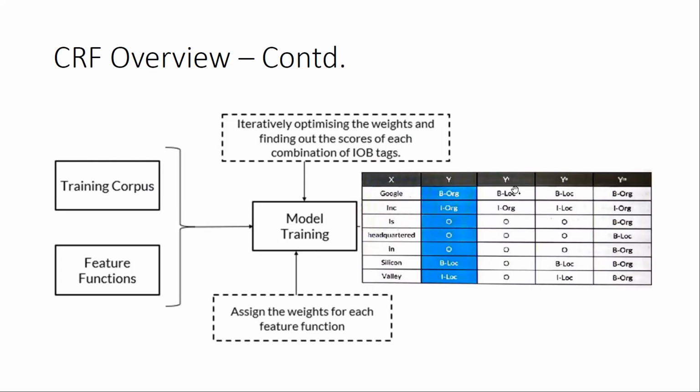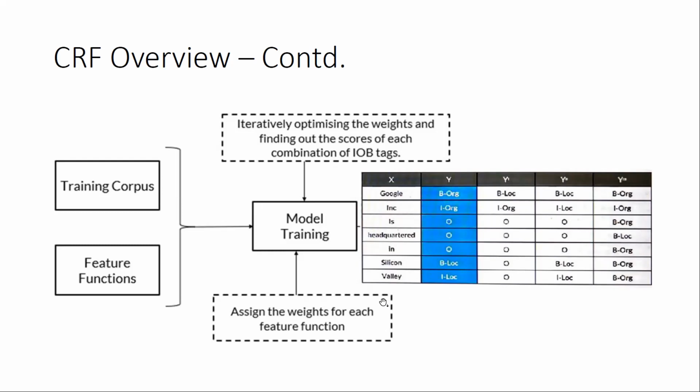and organization. Similarly, in the second option, we have something like this: this is B-LOC, so this is location instead of organization, and I-ORG, and all others are outside. Similarly, other options are there. So out of the four, we have to choose the best one. Clearly here the first one is the best one, but we will look into the process of it getting selected. And we will also assign the weights for each feature function.